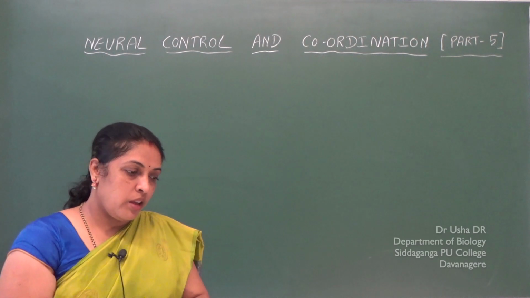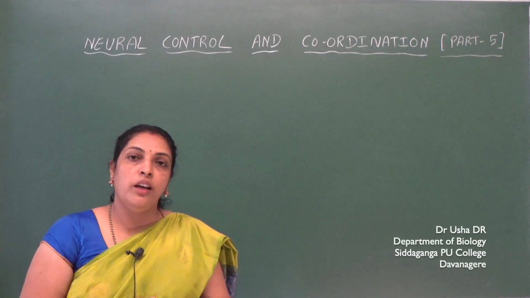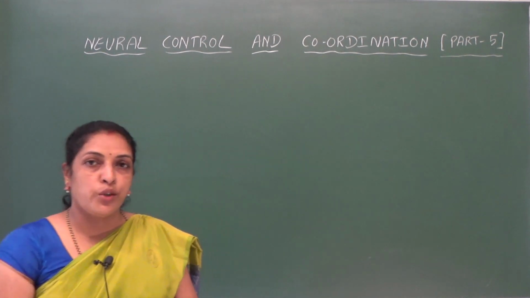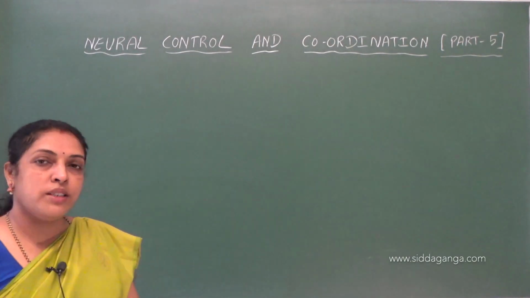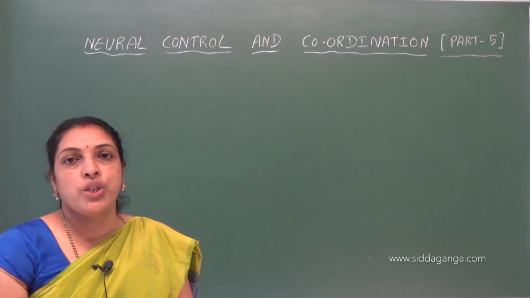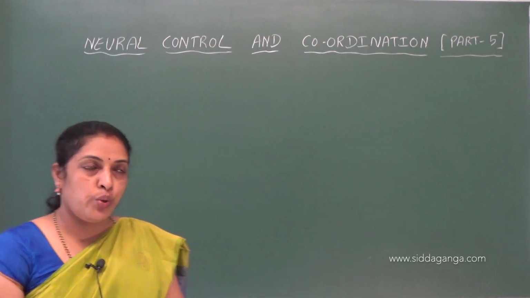Namaste children. In our previous class we discussed synapse and types of synapses. So synapse is nothing but a functional junction between two neurons.